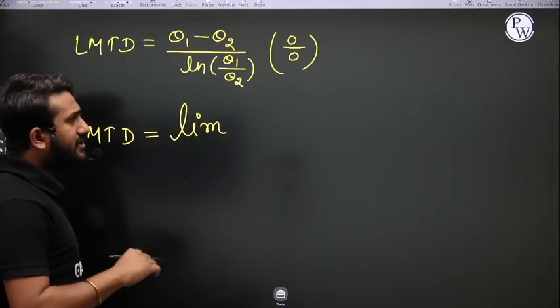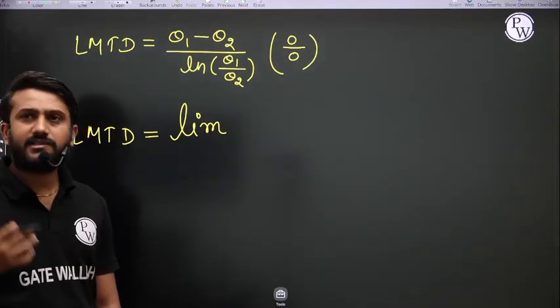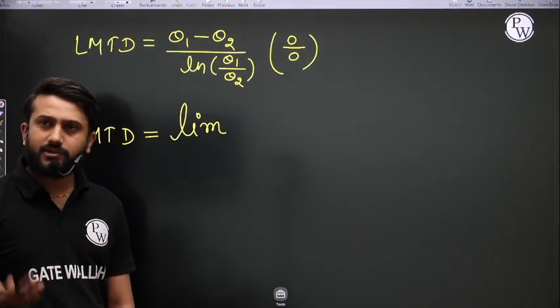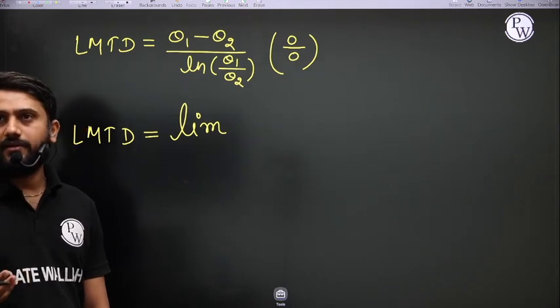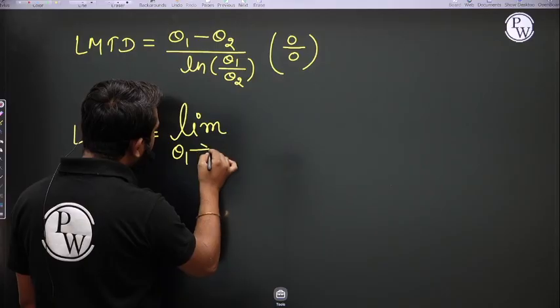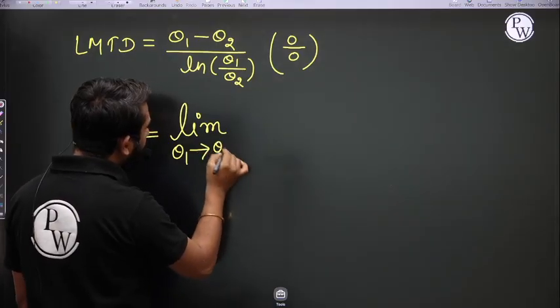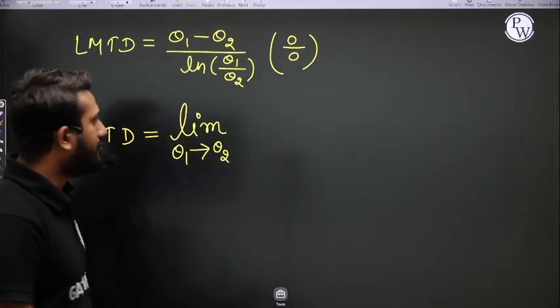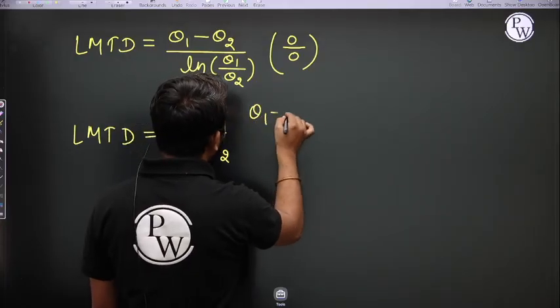And I'm not saying theta 1 is equal to theta 2. I'm saying theta 1 approaches theta 2, or theta 2 approaches theta 1. I'm saying that theta 1 is not equal to theta 2; theta 1 approaches theta 2.